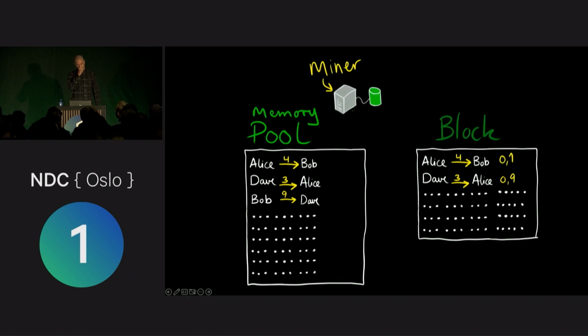Let's take a closer look at one of the miners. So this miner, he has a memory pool, and then he needs to figure out how to make a block. And a block has a certain amount of space. So it's not certain that he can fit all the transactions from the memory pool into the block. So how does he decide which transactions go into the block?